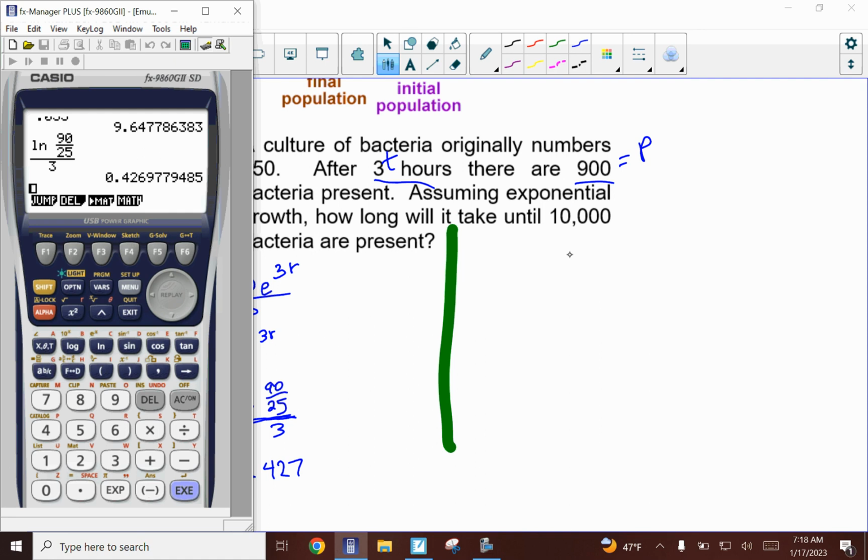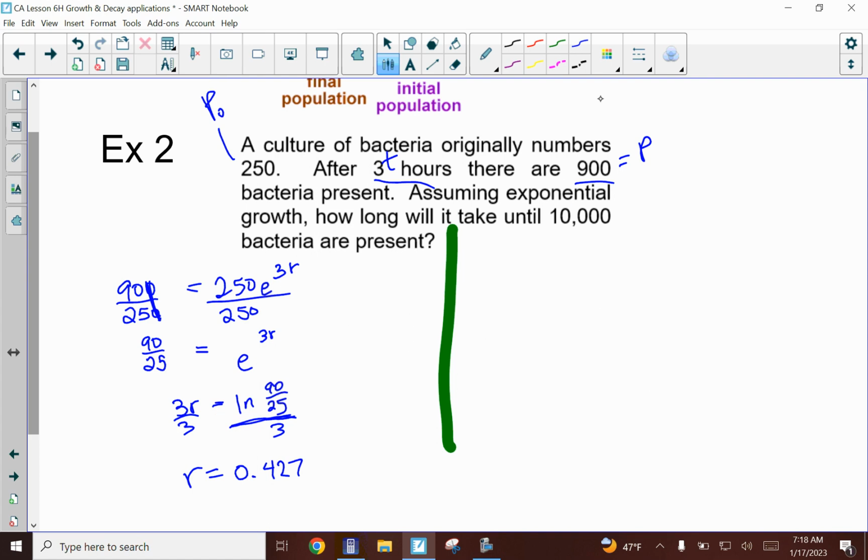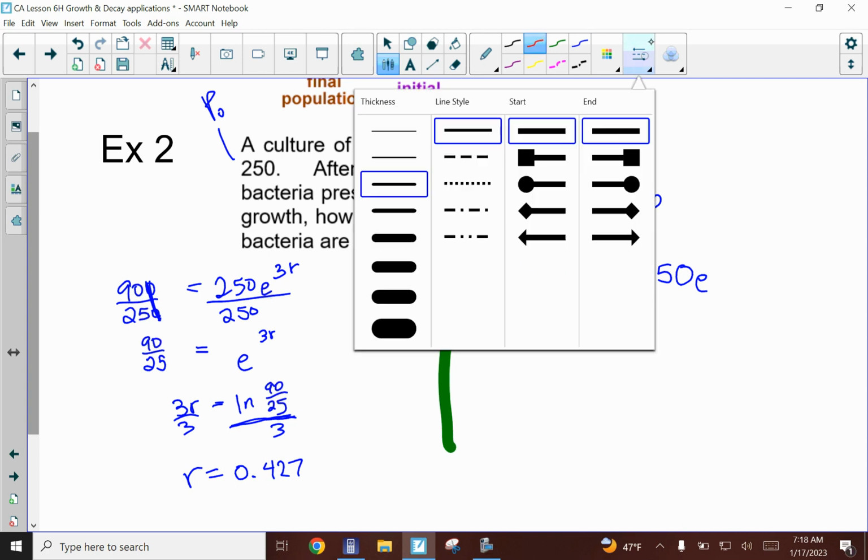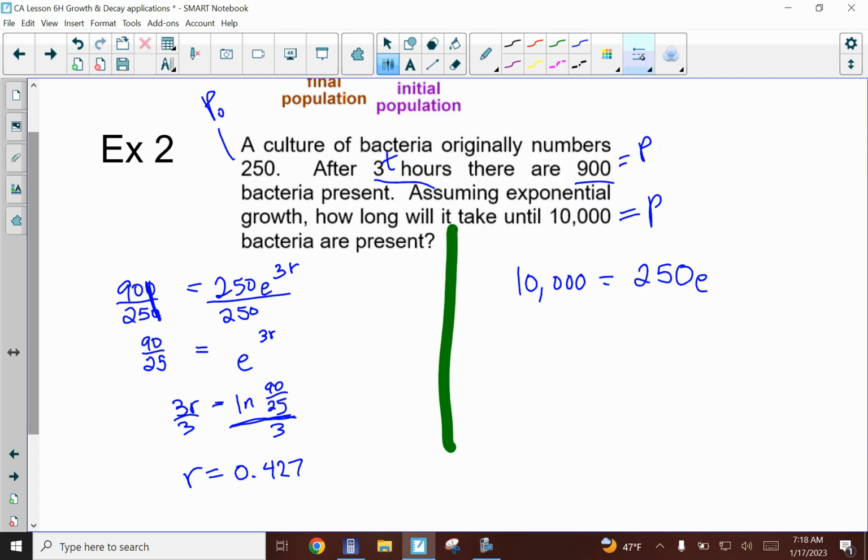So we're going to get started over here on the real question. It says, assuming exponential growth, how long is it going to take until 10,000 bacteria are present? So this right here is going to be the new P. So they wanted to end up with 10,000 bacteria total. Now the beginning amount is still 250. So we're going to start off with 250 e. And I'm going to put this part in red because I mentioned earlier, I'm not going to actually type this in the calculator. So this is going to be 0.427. In the calculator, I'll use the ANS button, which is the previous answer.